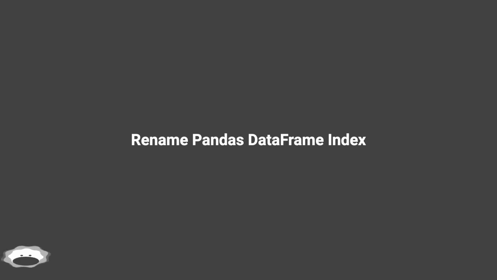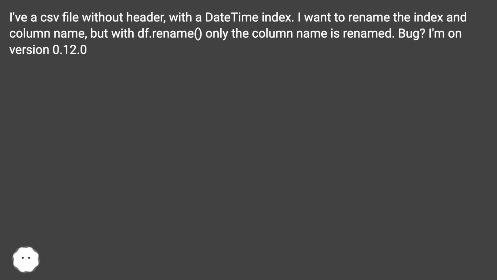Rename Pandas DataFrame index. I have a CSV file without header, with a datetime index. I want to rename the index and column name, but with df.rename, only the column name is renamed. Bug. I'm on version 0.12.0.